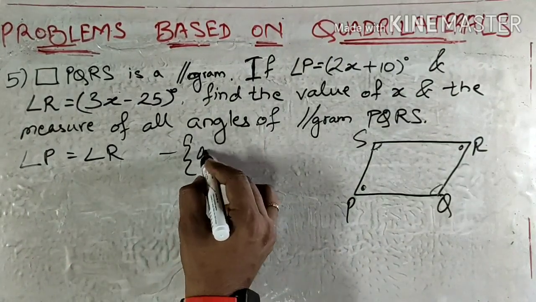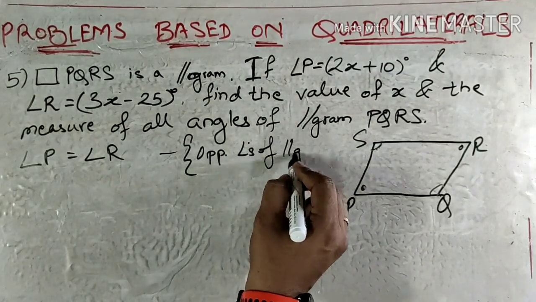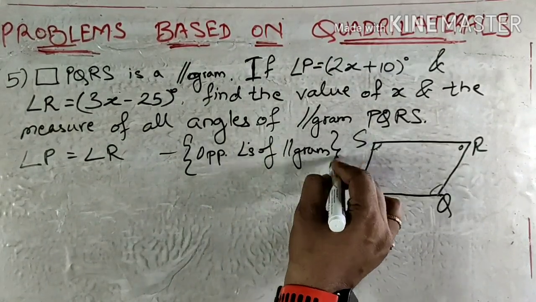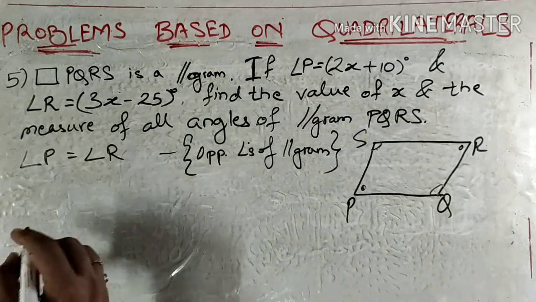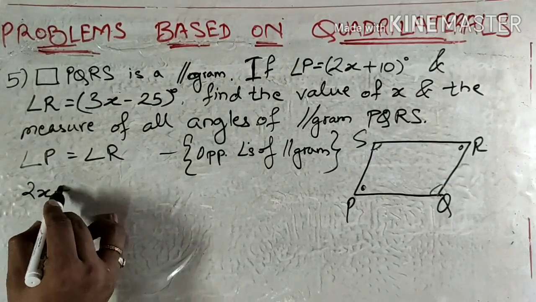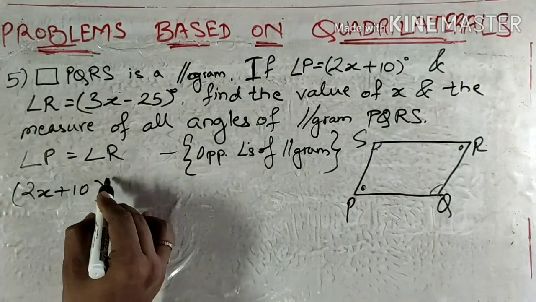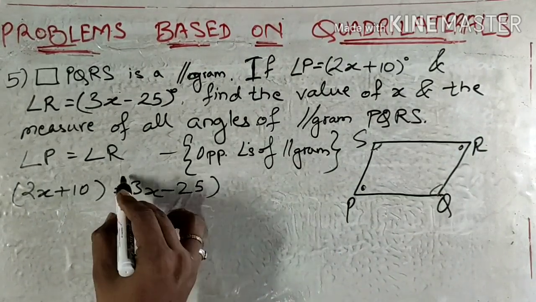Reason: opposite angles of parallelogram. Always you can use any property that is suitable as per your question, but you need to write which property you are using over there. Angle P is equal to angle R, so 2x plus 10 is equal to 3x minus 25.